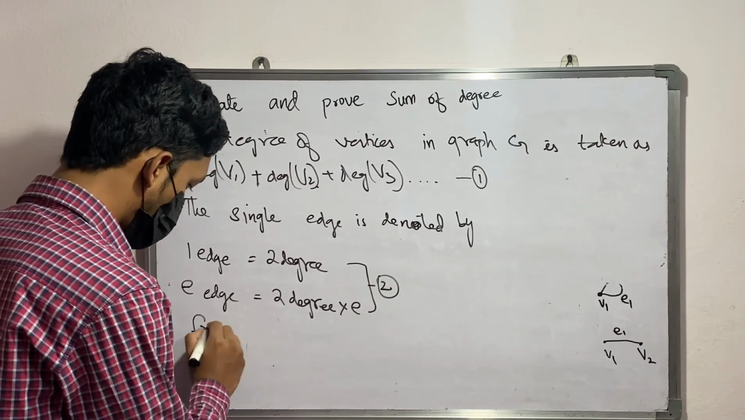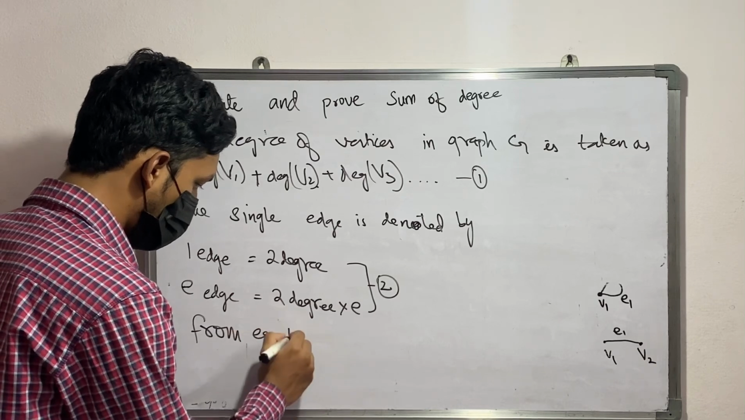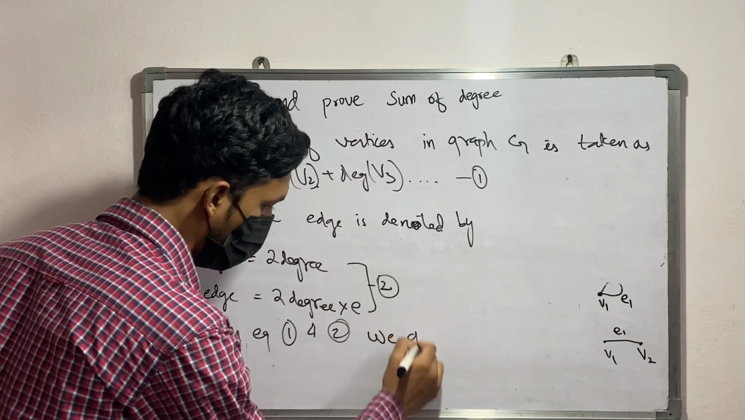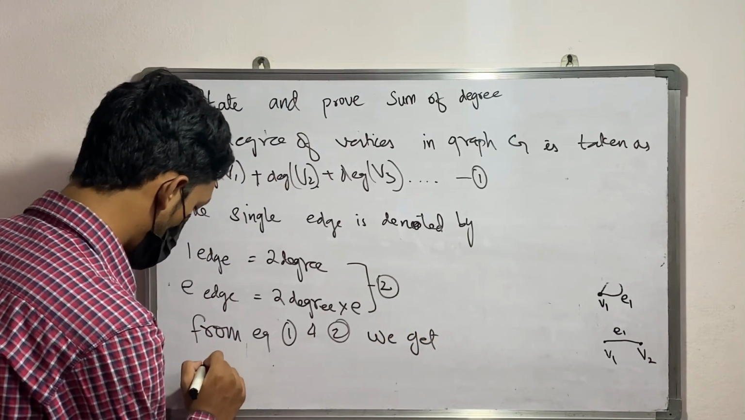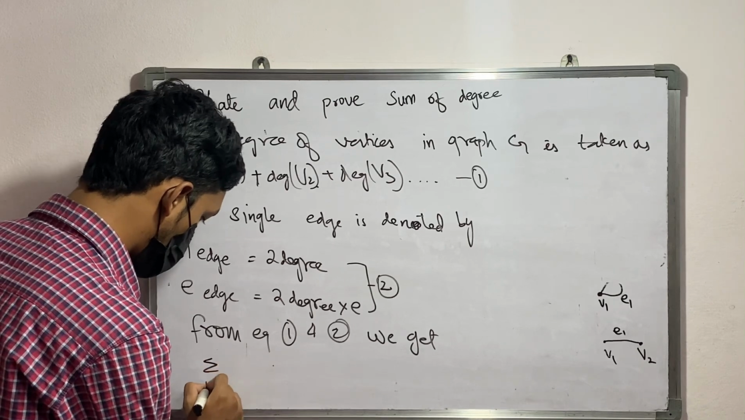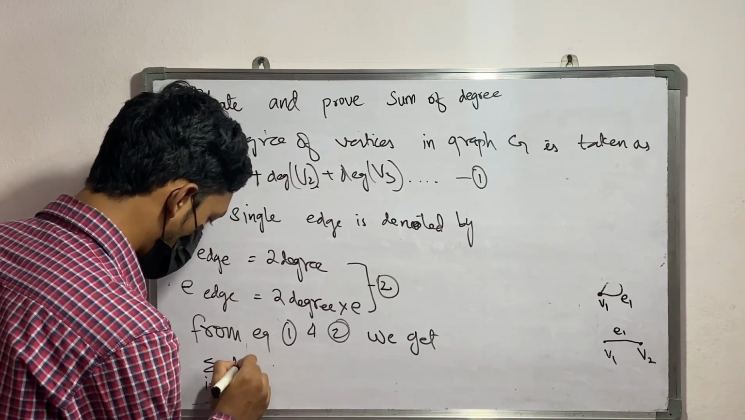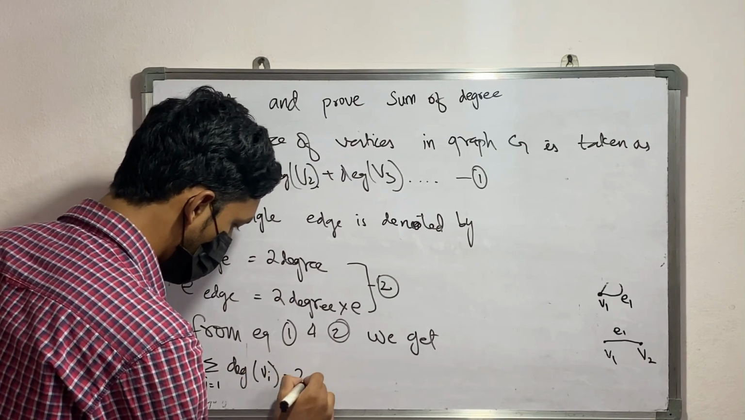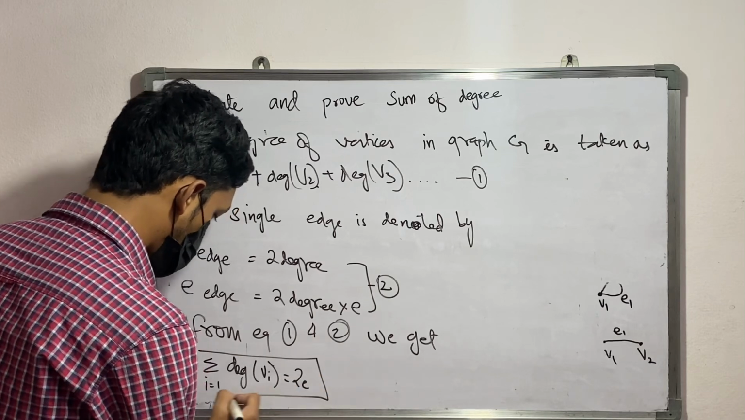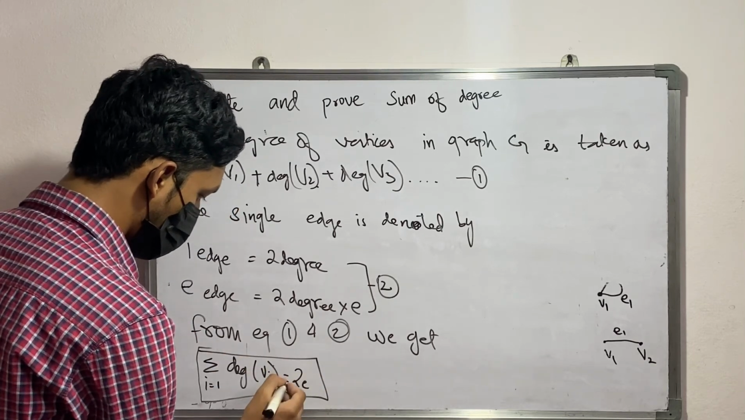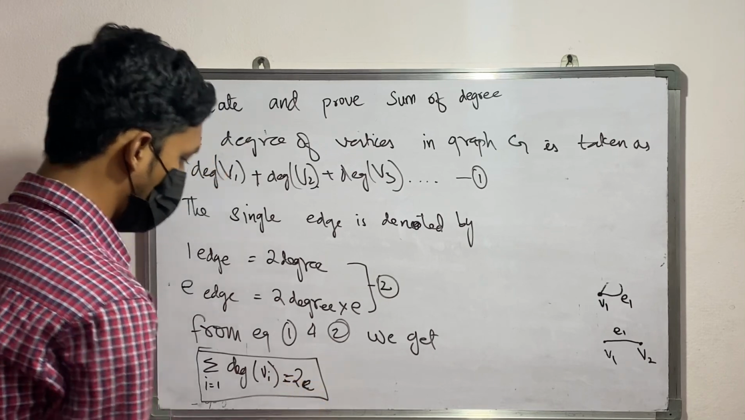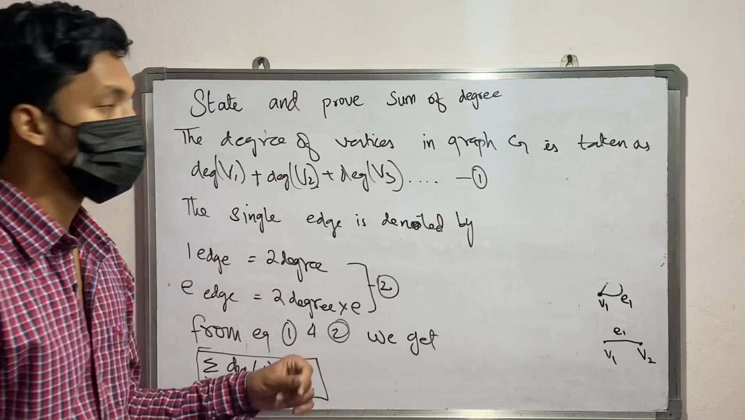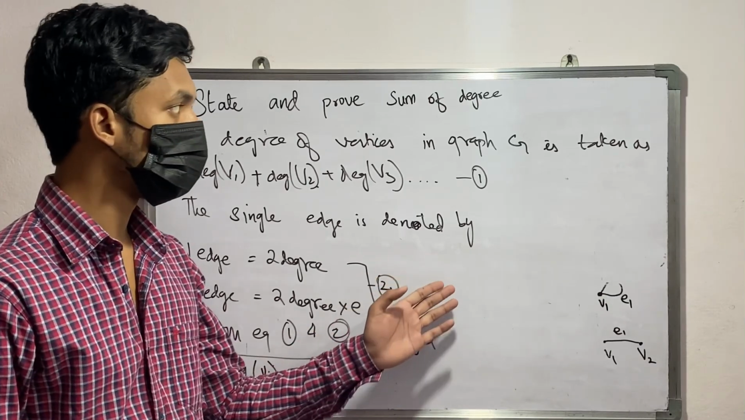From equation 1 and 2, we get sigma i equal to 1, degree Vi is equal to 2E. The sum of the degrees of vertices is equal to twice the number of edges, so 2E. This is the state and prove of the sum of degrees.